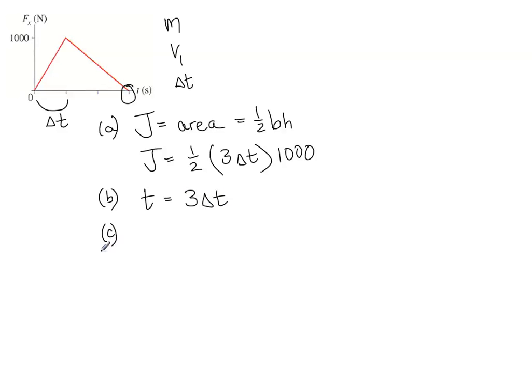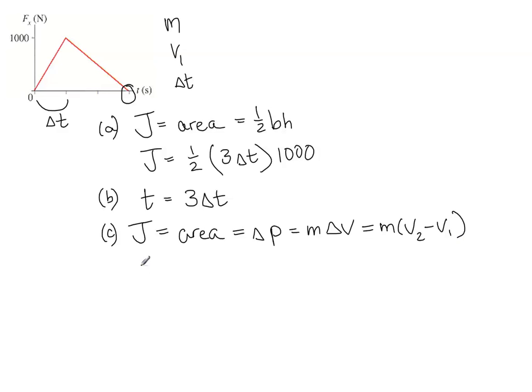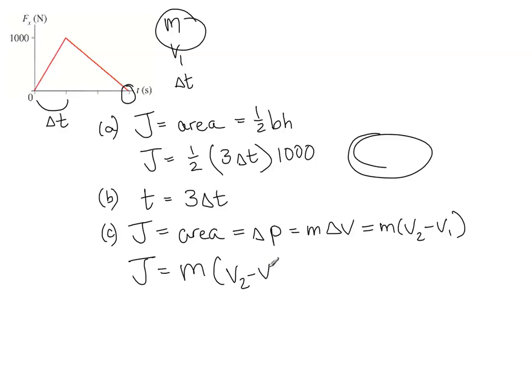And then the last question is, what is the maximum speed? Well, here's where we're going to use the impulse momentum theorem. Impulse momentum theorem says that the impulse is not only the area under the curve, but that impulse is also equal to the change in momentum, which in this case is mass times the change in velocity, also known as mass times v2 minus v1. So we know the impulse from before. We have that number over here. So we know this impulse, we know the mass, and we know v1, so we should be able to find v2.